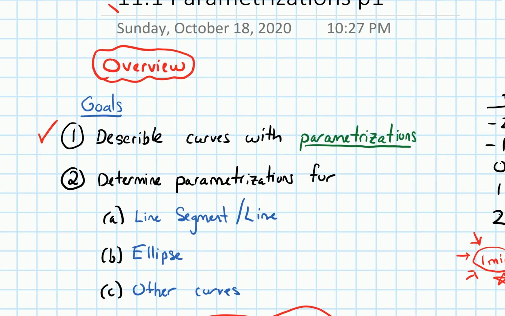In terms of our goals for this section, we have now talked about how to find the parametrizations of a line and a line segment. In the next video, we will do an example where we parametrize things that aren't functions in the sense that y is not a function of x. So things like circles and ellipses.